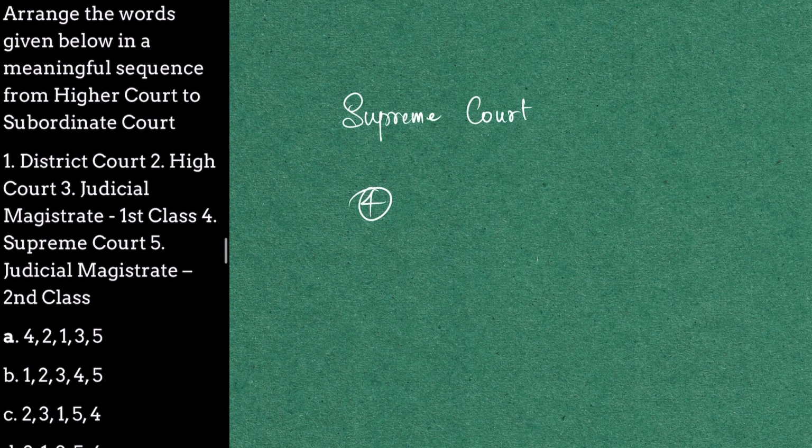Now let us look at the options which start with number 4. We have only one option. Once again, it is A. Simply select that. You don't even have to look at any of the other options, because in the question itself it is very clearly given higher court to subordinate court, and the highest court in India is the Supreme Court. Number 4 represents Supreme Court in the question. So simply click on option A.